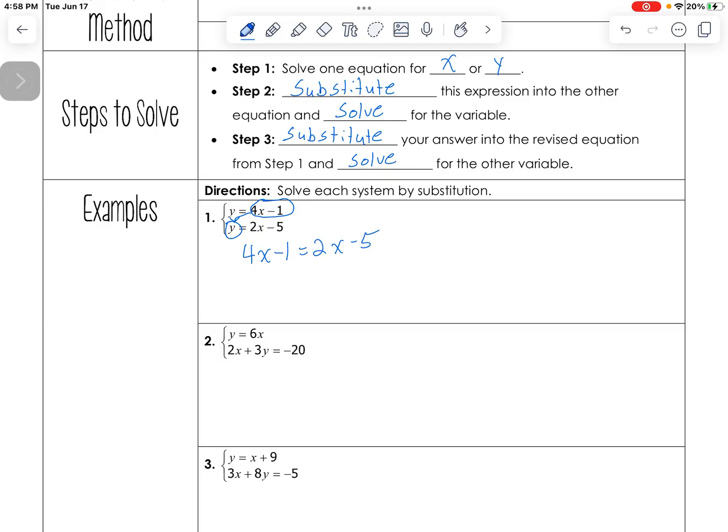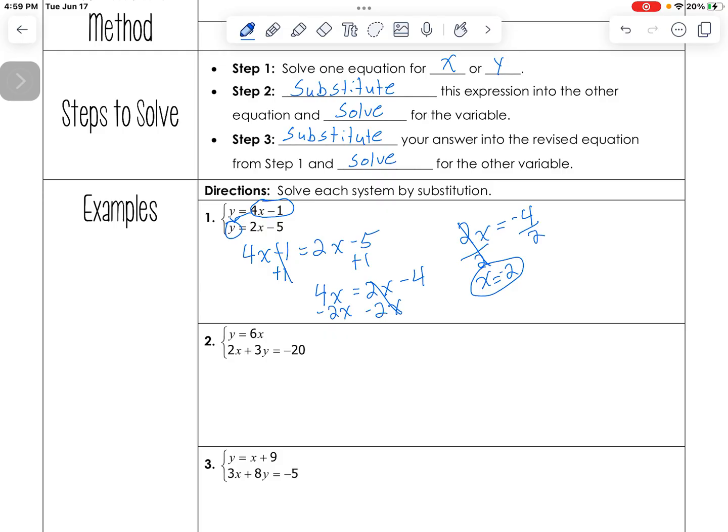Now we have to solve. We're going to solve for x. All right, how are we going to do that? Yep, we can add 1 to both sides, which will give us 4x equals 2x minus 4. Now we can subtract 2x from both sides, which will give us 2x equals negative 4. Now what? Good. Divide by 2 on both sides. x equals negative 2. All right, what's step 3 say?